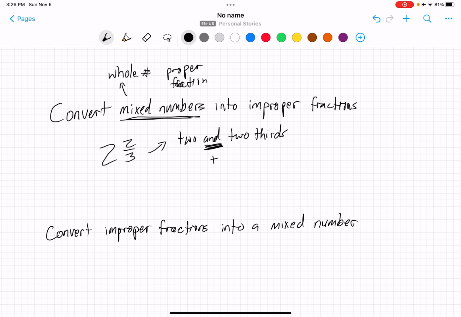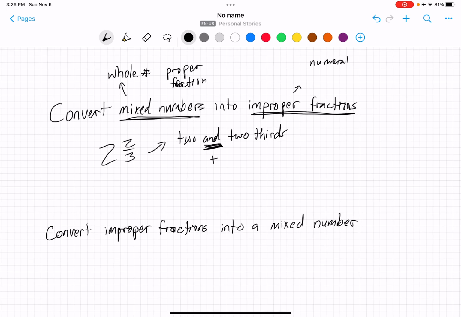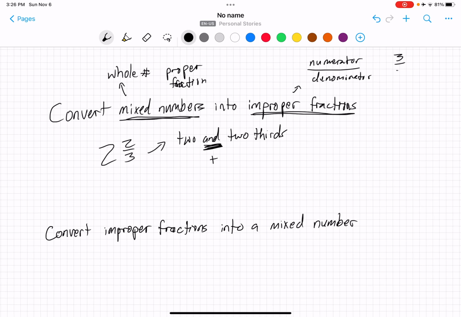So why does that help us? Well, it helps us when we are converting from a mixed number to an improper fraction. An improper fraction, we should recall as well, is when the numerator is larger than the denominator, okay? So for example, we might have 3/2, where the numerator is larger than the denominator, okay?